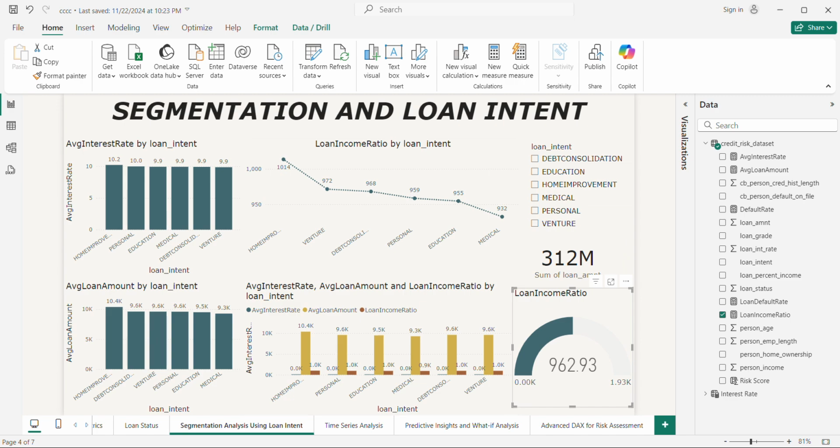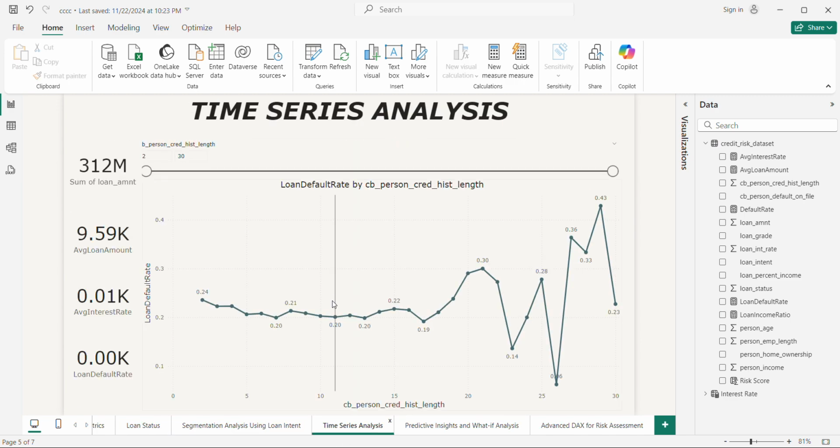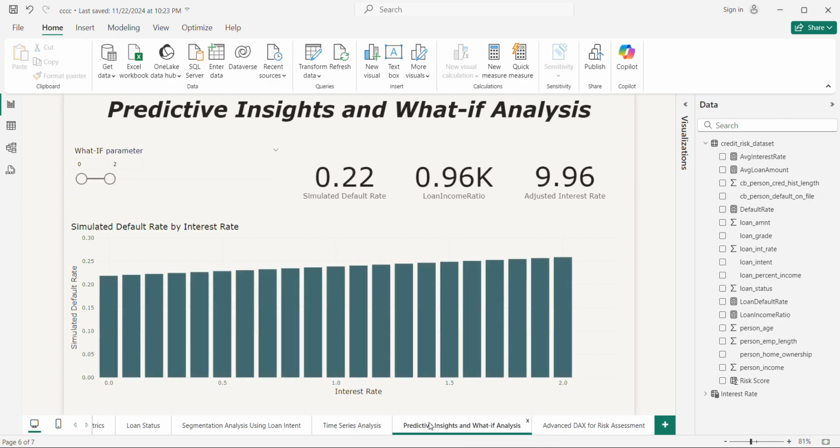Then move forward to the time series analysis. This time series analysis is of person credit length based on loan default rate. Also, there is a slicer. There are four cards giving the insights of loan amount, average loan amount, default rate, and average interest rate.